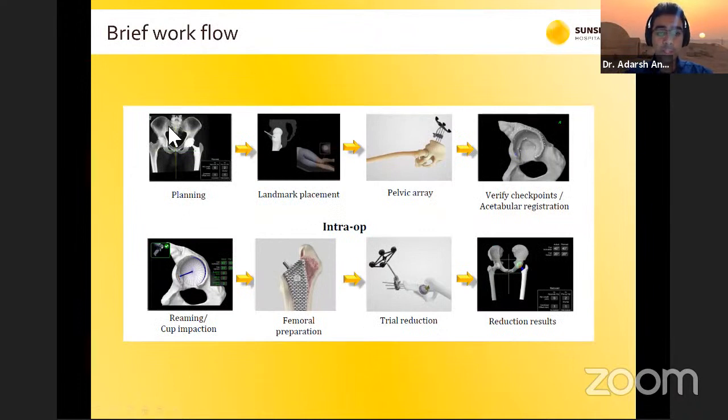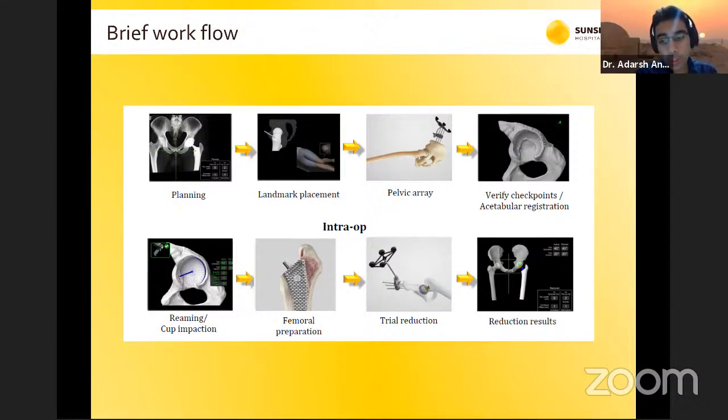Okay, just a brief workflow. So the planning is the first part. After that, you have to do the landmark placement. You have to show the robot where exactly is the greater trochanter, where is the acetabulum. You put in your pelvic arrays into the iliac crest, and then you start verifying your checkpoints. The acetabular registration is the most important part, where you have to let the robot know which is superior, which is posterior, so it has its proper orientation. After that, it's going to help you in the reaming and the cup impaction.